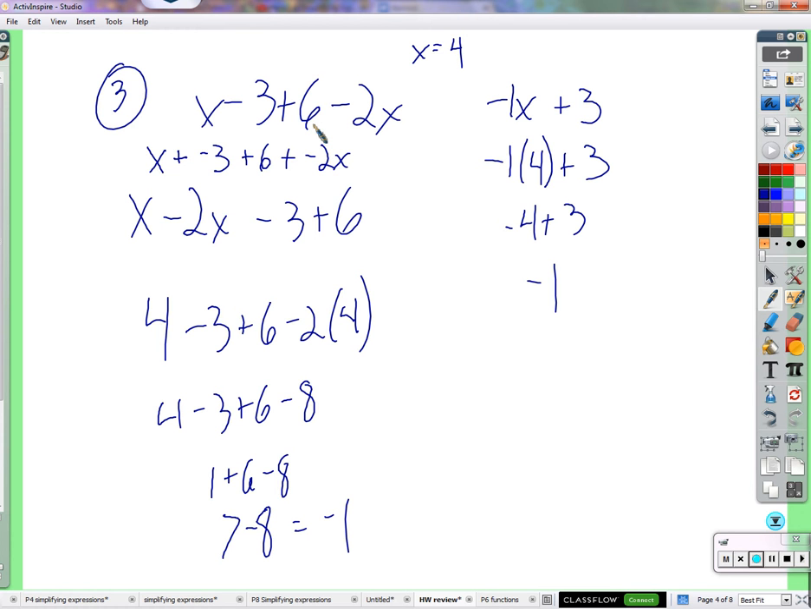Which way do you like to do that? What do you mean, which way? That way or that way? The simplified version was a lot faster, right? Yeah. So I always prefer that. If it were my job to plug things into an expression and see what comes out, I'm definitely going to take this, and before I plug anything into x, I'm going to simplify it and continue from there.